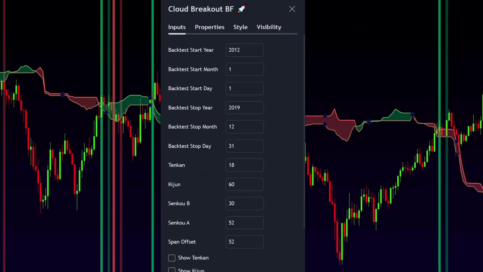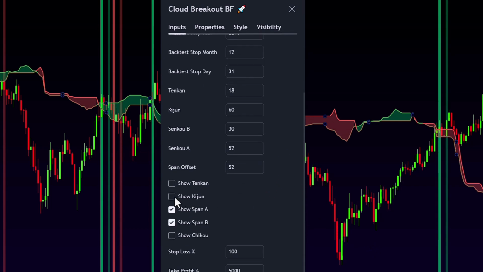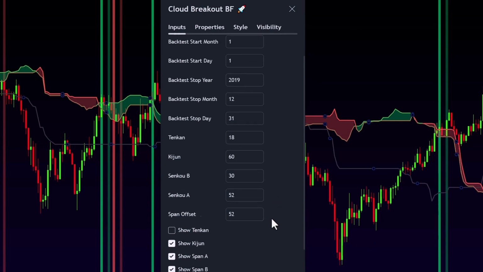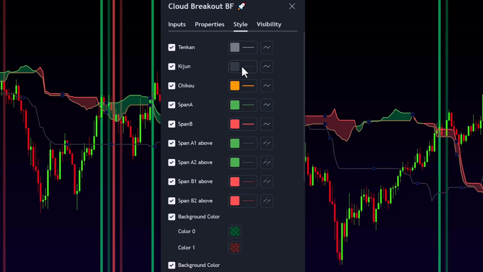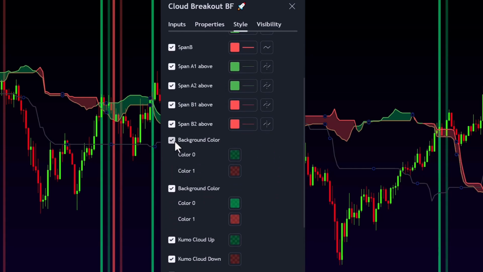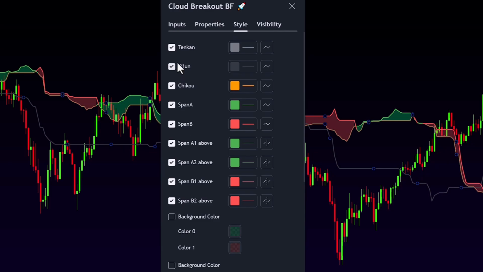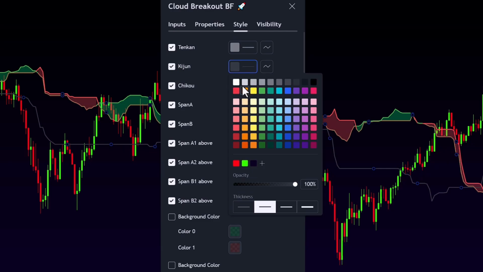Go to the input section and make sure to enable the Kijun, Span A and Span B options. Once you're done there, head over to the style section and disable the 2 background color options. Lastly, make the Kijun line more visible on your chart. And that's it for the setup.